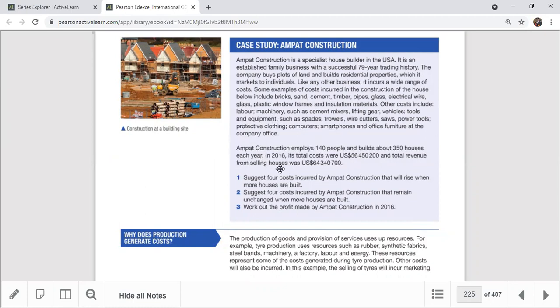It builds about 350 houses each year. In 2016, its total cost was 56,450,200 US dollars. That is the total cost, because housing construction is not a cheap business. It is very expensive. You have to spend a lot of money because of the materials and labor costs. And there is the total revenue from selling houses.